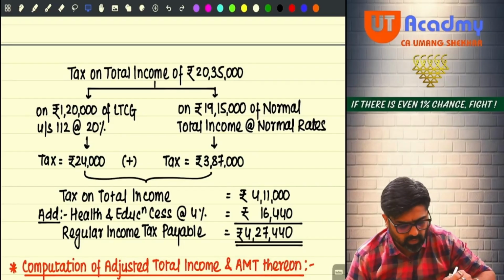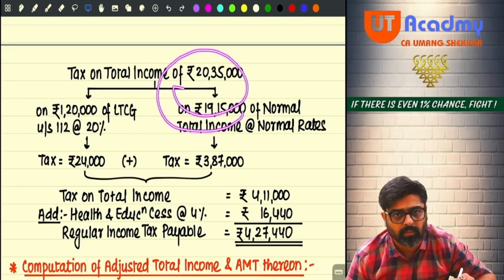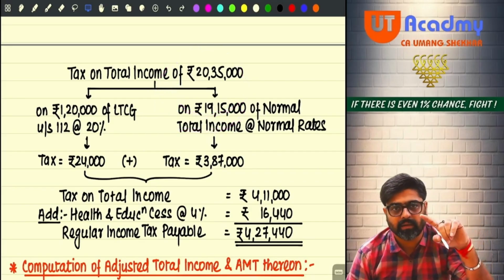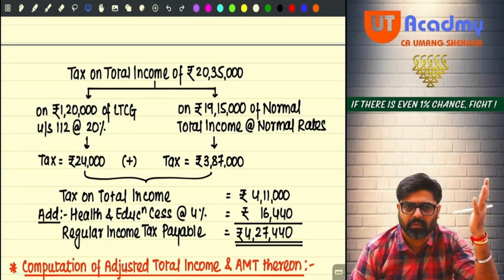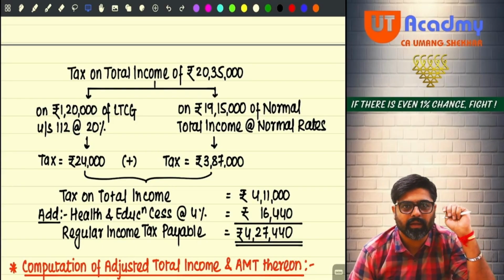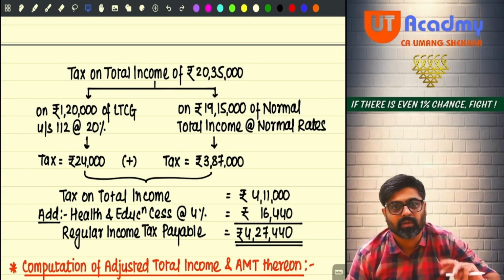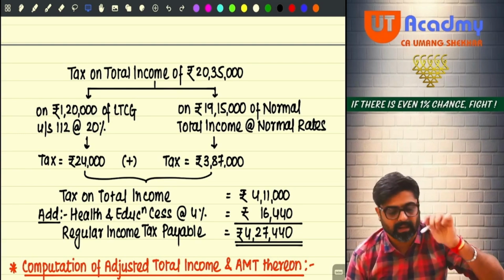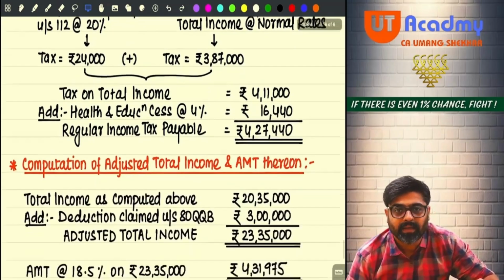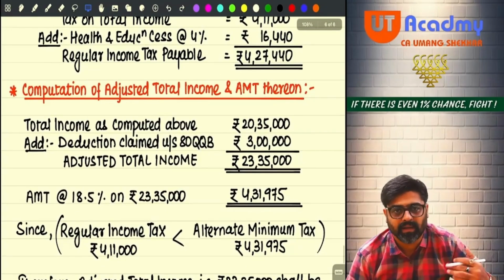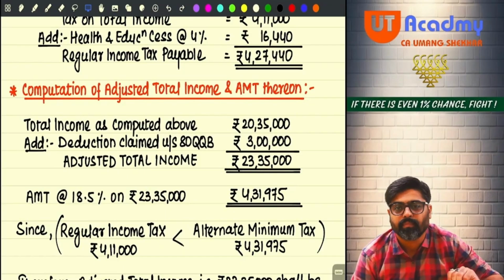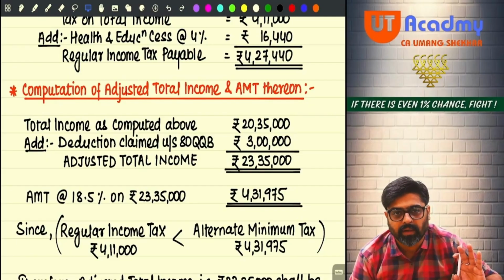So first I will have to calculate the adjusted total income. To calculate adjusted total income, I will take this total income on my calculator, and whatever 10AA deduction I have claimed, I will add. Have I claimed any 10AA? No. Have I claimed 35AD? No. Have I claimed 80QQB? I will add that amount. The 3 lakh rupees which I have claimed, I will add. So in 20,35,000, I will add 3 lakh, meaning my adjusted total income will be 23,35,000. Did you see how I calculated?